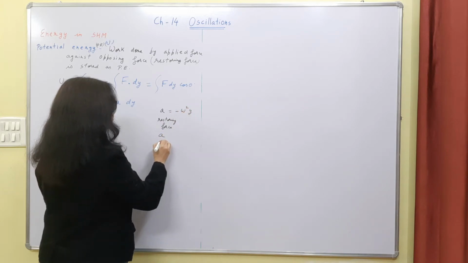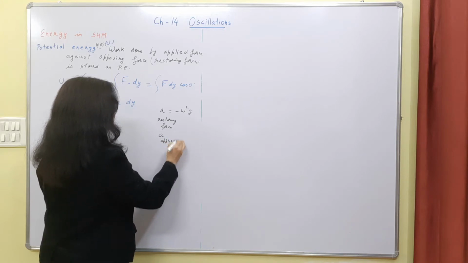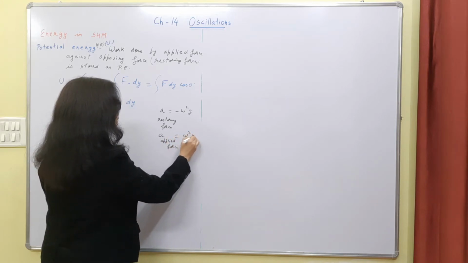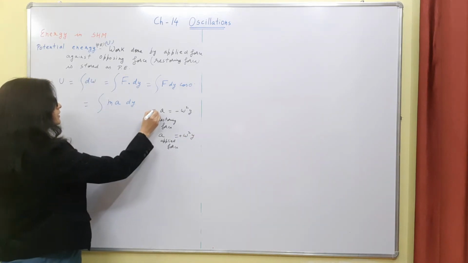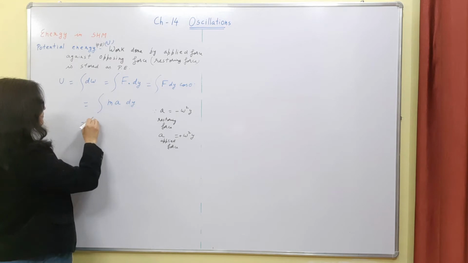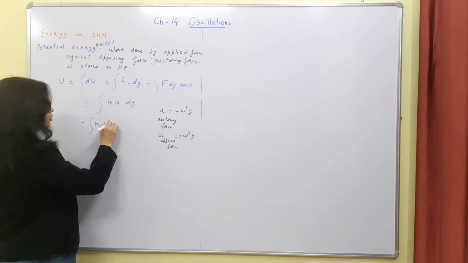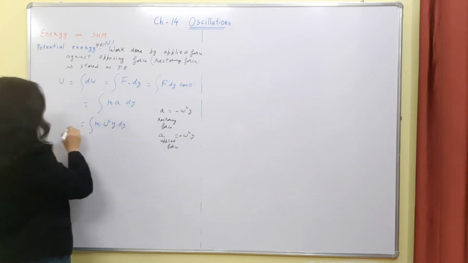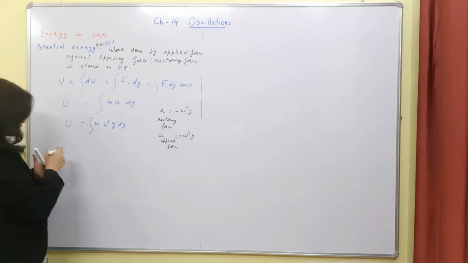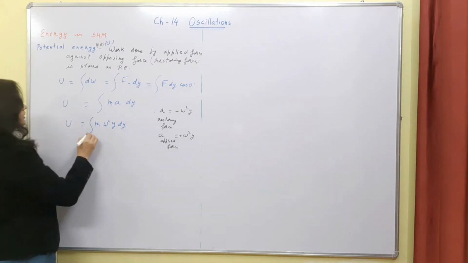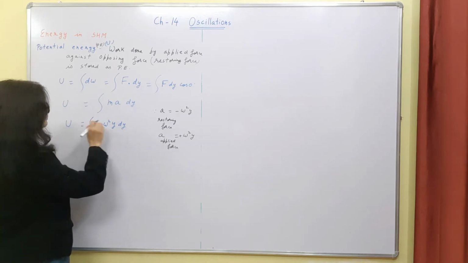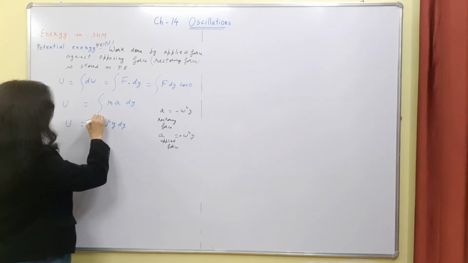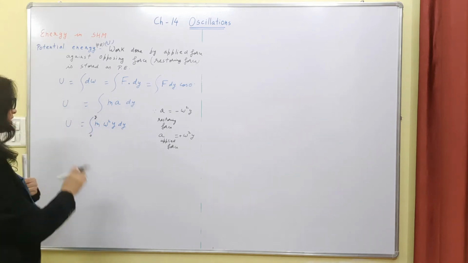So acceleration due to applied force will be opposite to this. So that's why we will write here m omega square y dy, right? And this will be stored as potential energy, obviously. Now here the displacement is from 0 to whatever displacement at that instant is.